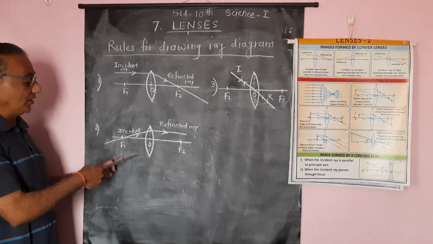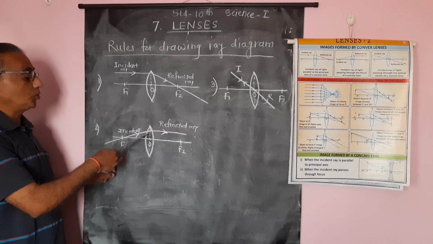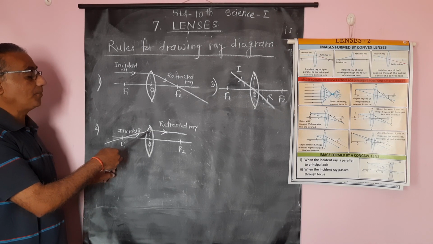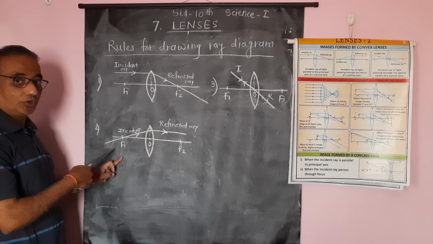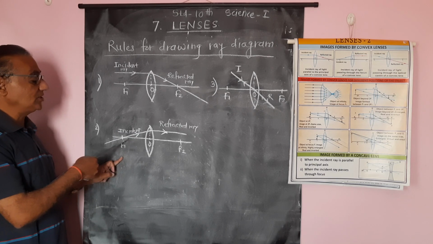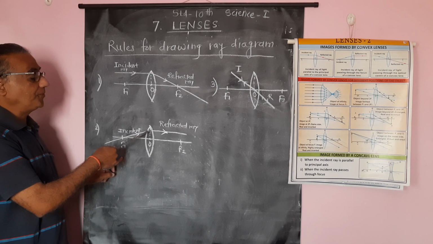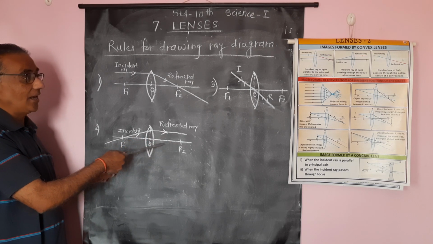Now the second rule is that when the incident ray is passing through the focus, after refraction it is parallel to the principal axis. Once again I am going to repeat the second rule. When the incident ray is passing through the focus, after refraction it is parallel to the principal axis.